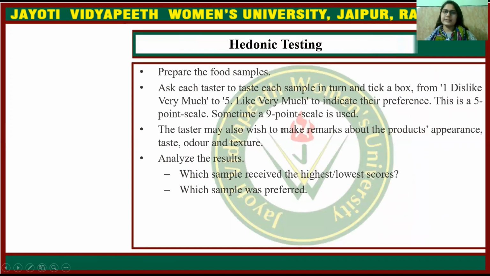Next, we have the hedonic testing, for which we basically prepare the food samples, ask each taster to taste each sample in turn, and tick a box from 1, that is dislike very much, to 5, like very much, to indicate their preference. And this is a 5-point scale. Sometimes a 9-point scale is used, and the taster may also wish to make remarks about the product appearance, taste, odor, and texture. So analyze the results on the basis of which sample received the highest or the lowest scores, and which sample was preferred by them. And this hedonic testing is mostly used in the food industries.